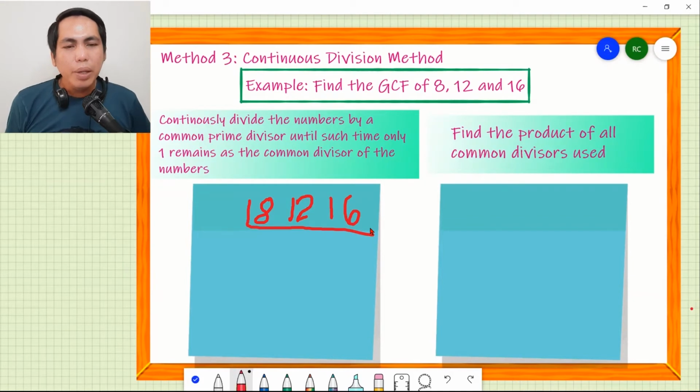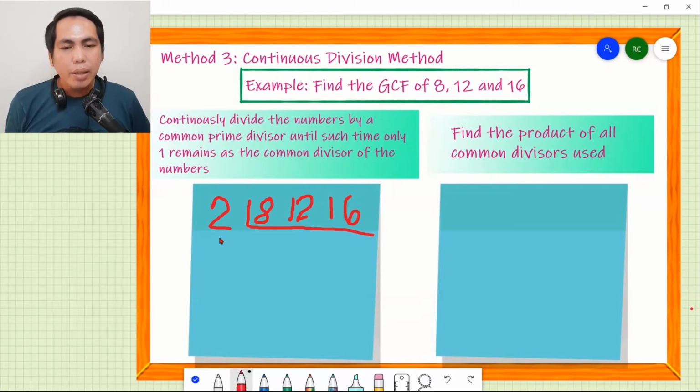If we use 3, we can only divide 3 into 12, but not into 8 and 16. But if we use 2, we can use 2 to divide 8, 12, and 16. Meaning to say that we will use 2 as our first common prime divisor.